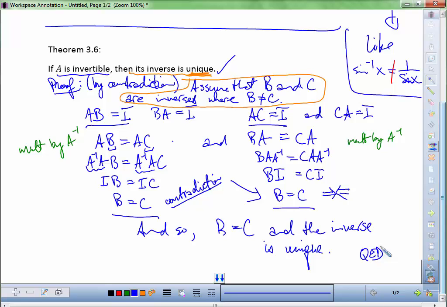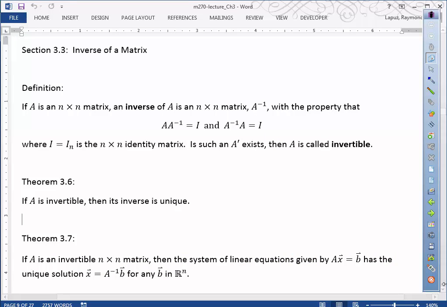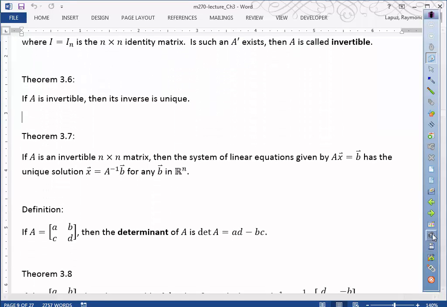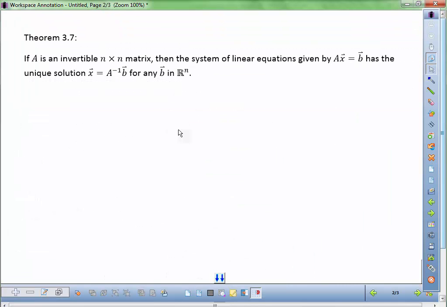Okay. So that's our first theorem about inverses, that inverses are unique. So there can only be one. Okay. There's another theorem. If A is an n by n matrix, then a system of linear equations given by AX is equal to B has a unique solution, and the solution is equal to that.